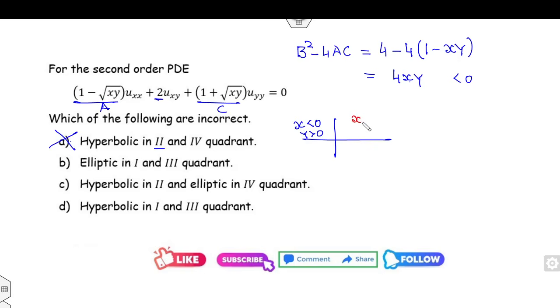Elliptical in the first quadrant. When x is greater than 0, y is greater than 0, that means this is positive. Then it is hyperbolic, but he said elliptical. Hyperbolic in the second, that's already cancelled out. So only left behind is the first option. And we can see hyperbolic in the first quadrant when both are positive. This value is positive, that means hyperbolic. Third quadrant, when x is negative, y is negative, again this product will be positive. Yes, it is positive. So D is my right answer in this problem.